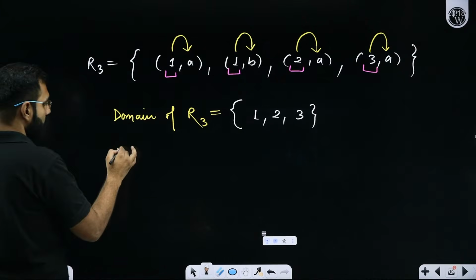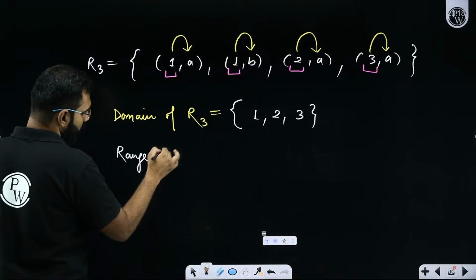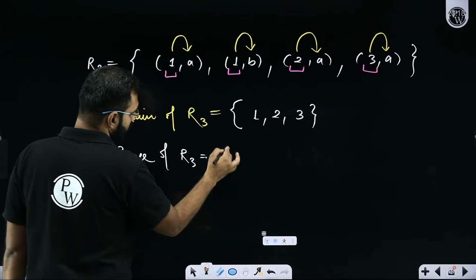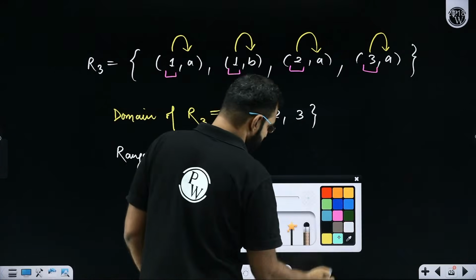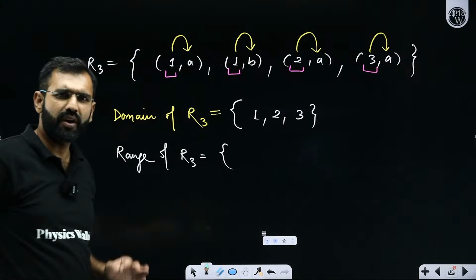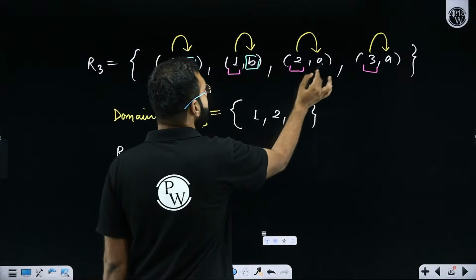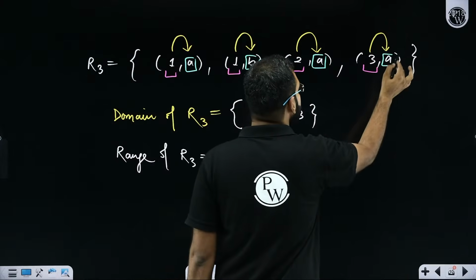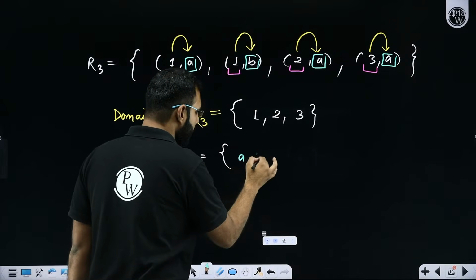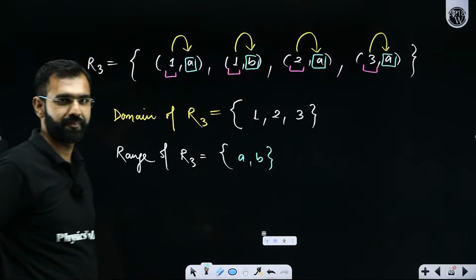What if I ask you the range of R3? Can you help me with the range of R3, everyone? What is going to be the range of R3 here? Can somebody help me with the range? So range would simply mean these elements, A, B, A, A. So I think there are two elements only, A and B, and that's your range.